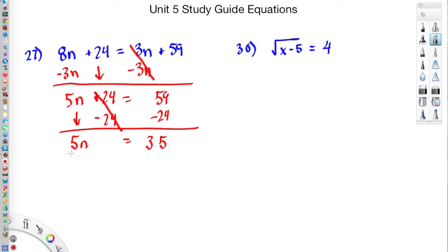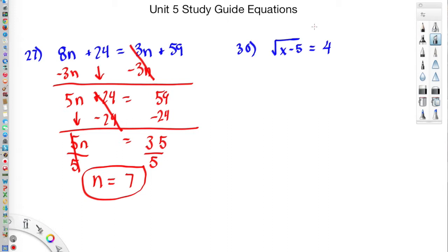N is being multiplied by 5. The inverse of that is divide by 5. What I do to one side, I do to the other. 5's cancel each other out. I'm left with n is equal to 7. So that's how you deal with having variables on both sides.